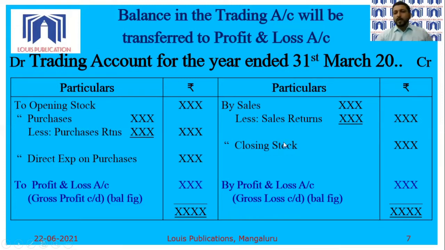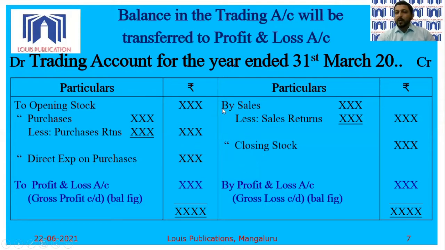Now, a very, very important aspect that we can pick from this. What is the journal entry for gross profit? The journal entry for gross profit is trading account debited to profit and loss account. What is the journal entry for gross loss? The entry will be profit and loss account debited to trading account. So trading account is credited by profit and loss account.